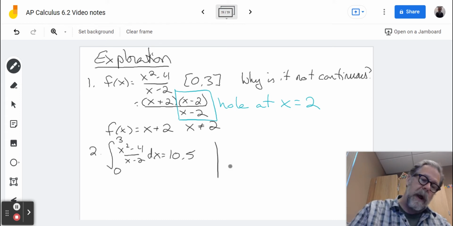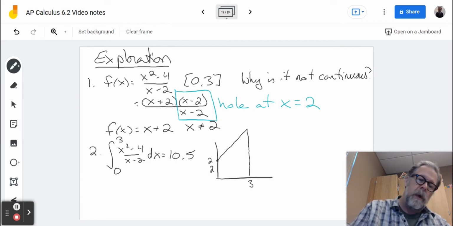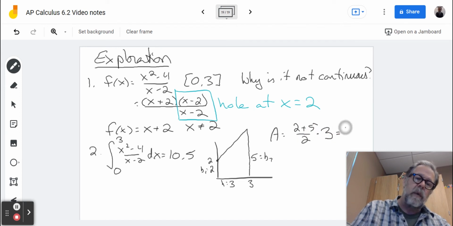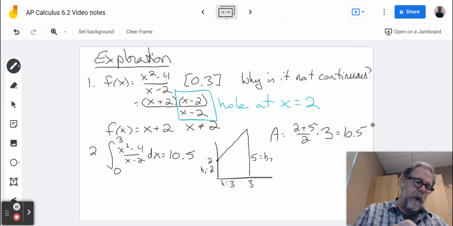Okay, so drawing the graph, we've got x plus 2 looks just like this, from 0 to 3. We have a trapezoid with, excuse me, not a height of 2, a base of 2, a base of 5, a height of 3. So this is base 1, this is base 2, a height of 3. And we all remember, of course, that the area of a trapezoid is the sum of the bases halved times the height, which is in fact 10.5. Good.